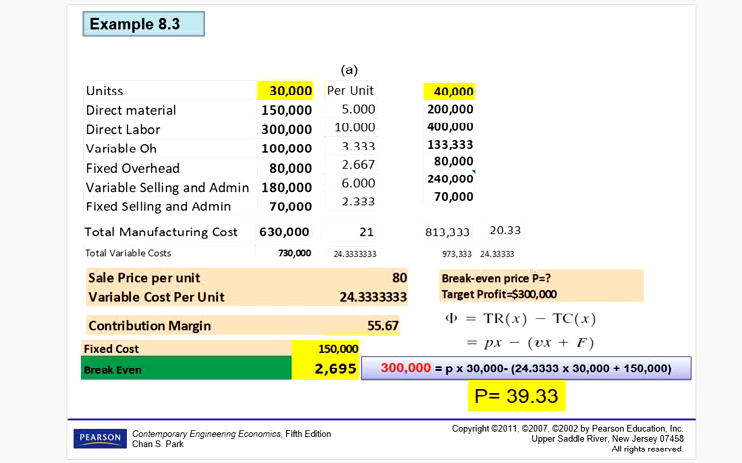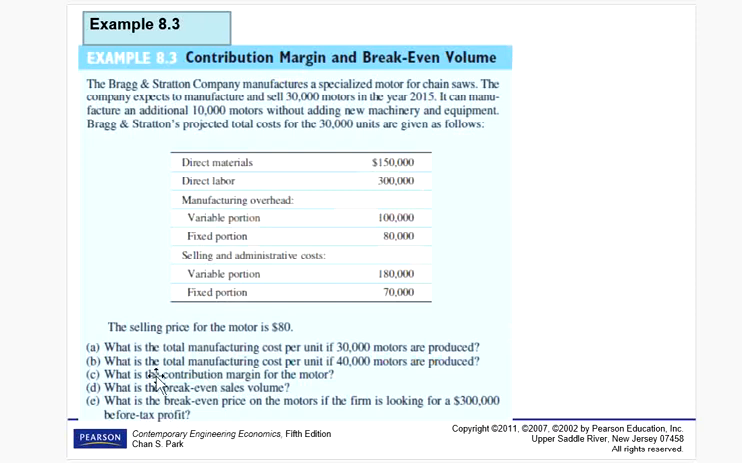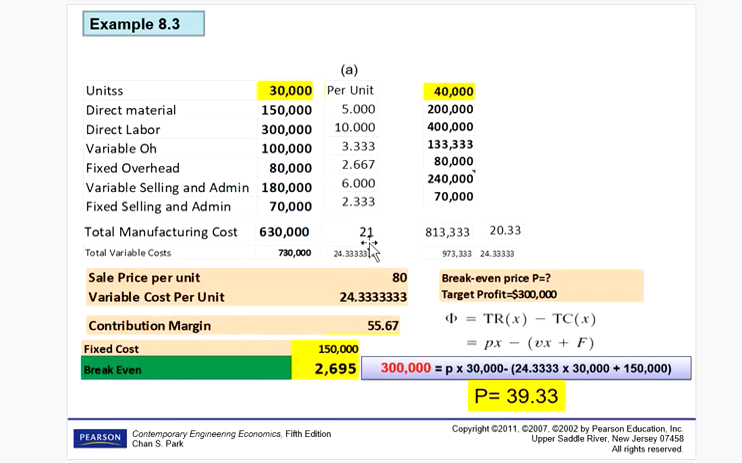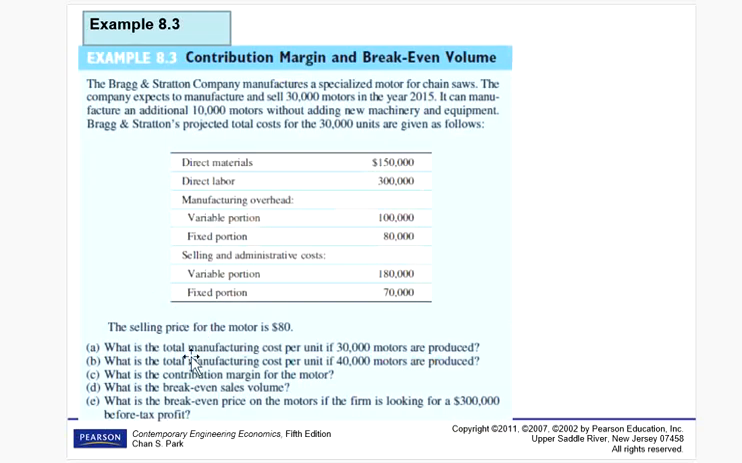Now coming back to our question. It says what is the total manufacturing cost per unit if 30,000 units are produced. So this one, 21, is the answer to part A, and this one is the answer to part B, 20.33, the total manufacturing cost per unit at 40,000. So A and B are solved.